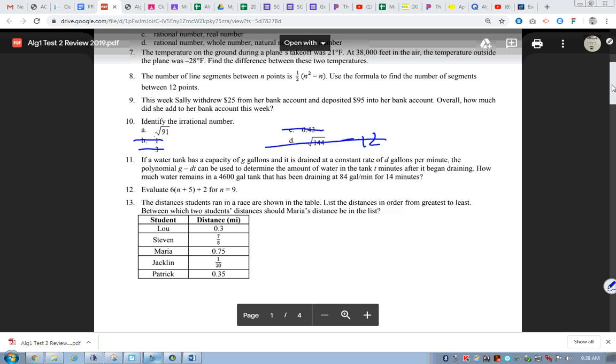So I would plug in square root of 91 in my calculator and see, is it a decimal that has a pattern to it? Does it seem to end? It probably doesn't. So square root of 91, check it out, should be my irrational number. Yep, so square root of 91.